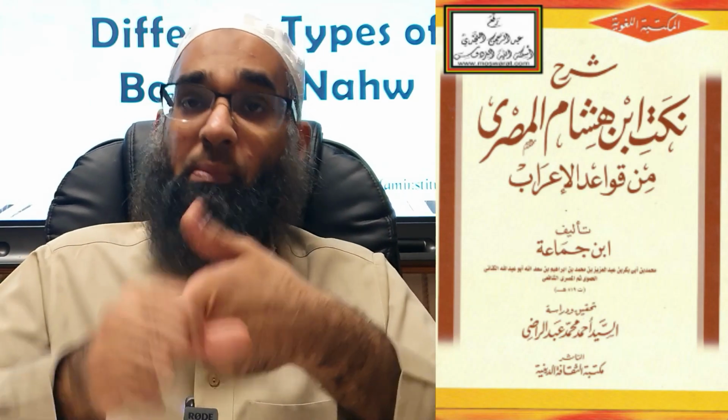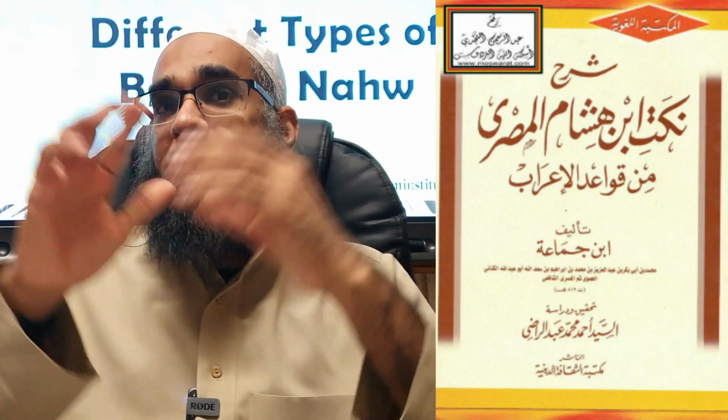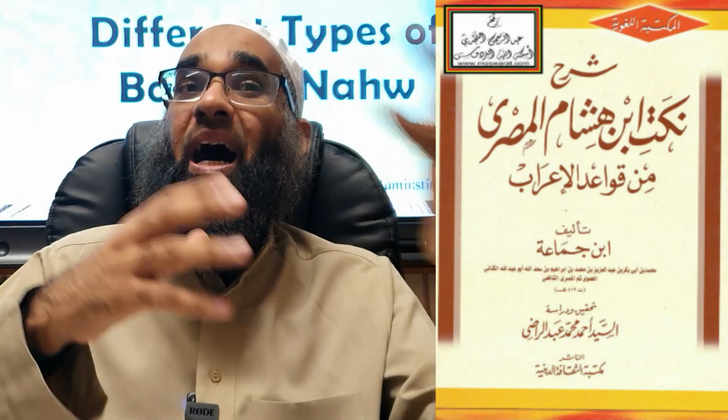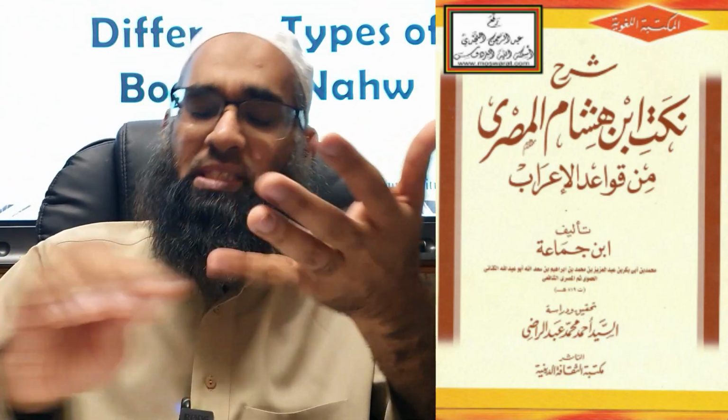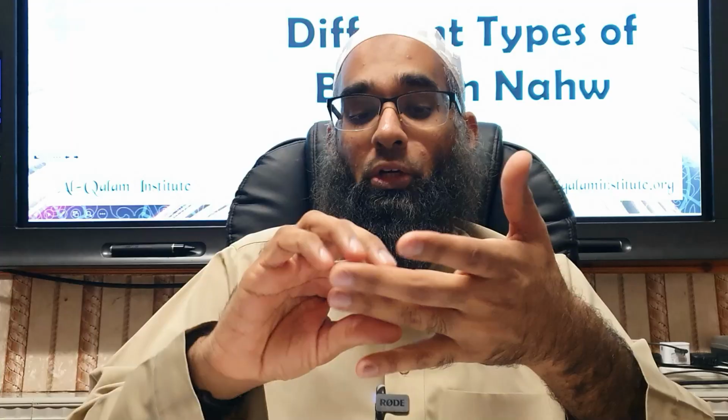He explains the i'rab of shibh al-jumla. And he details some huruf and the different ma'ani of the huruf. For example, ma is used in 5 or 6 different ways, 'ayn can be used in different ways. So this is a very, very brief book.